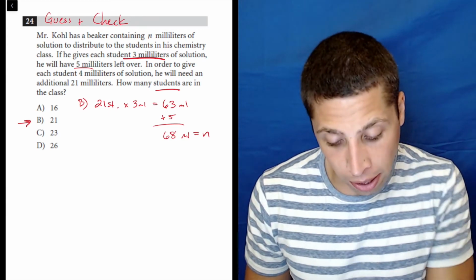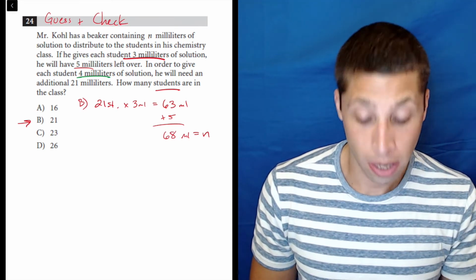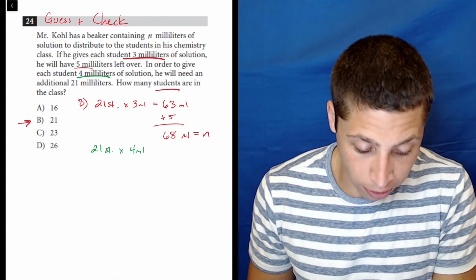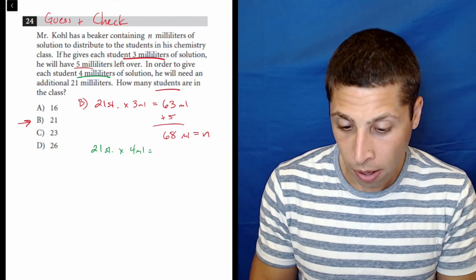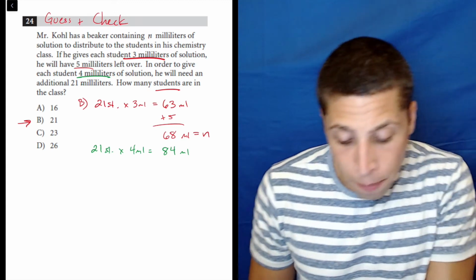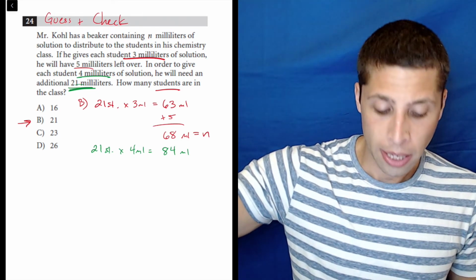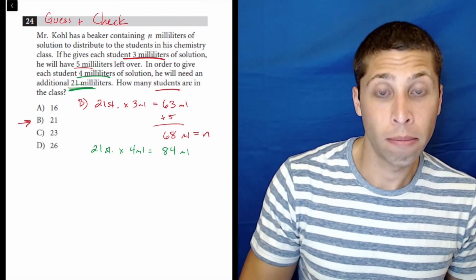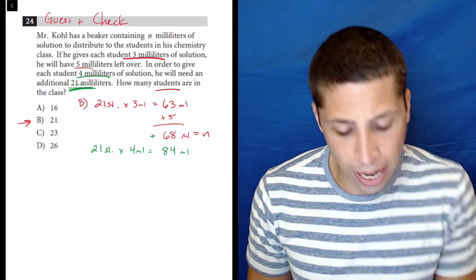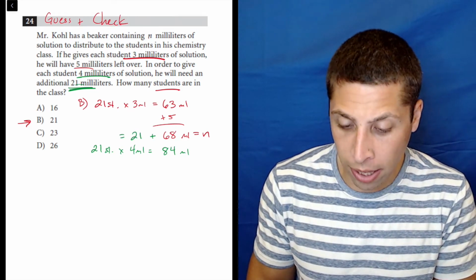What I might do here is say, all right, we also want to think about what would happen if we distributed the 4 milliliters to these 21 students. So 21 students times 4 milliliters, that is 84 milliliters. And it does say that in order to distribute 84, he's going to need an additional 21. So what I could do here is say, all right, well, let's take the 68 that I had before and let's add 21 to that. What do I get? 68 plus 21 is 89.